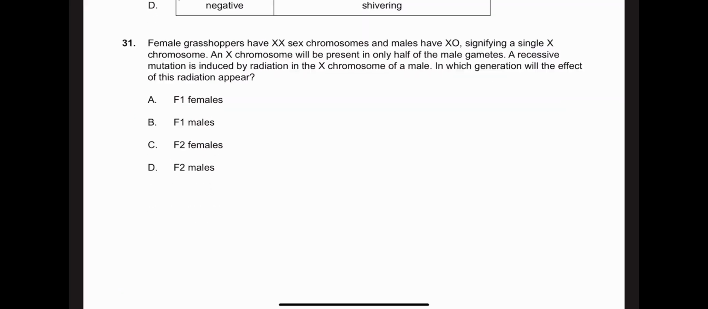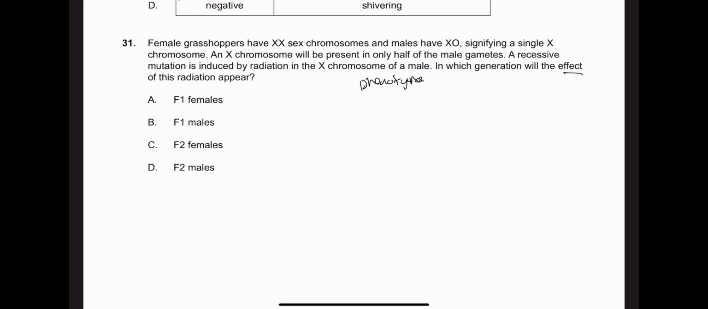Question 31. Female grasshoppers have XX chromosomes and males have XO, signifying a single X chromosome. An X chromosome would be present in only half the male gametes. A recessive mutation is induced by radiation in the X chromosome of a male. In which generation will the effect of this radiation appear? It's asking for the effect of radiation, basically referring to the phenotype. Okay, we're looking for the phenotype.